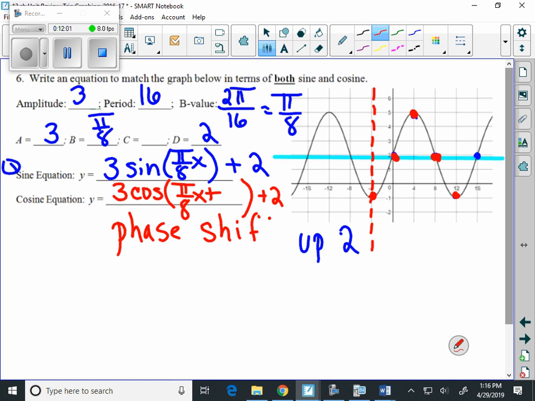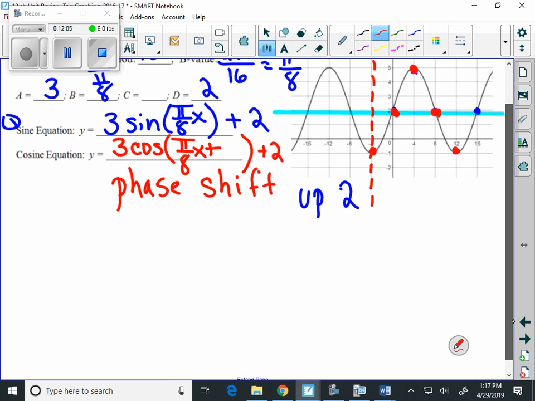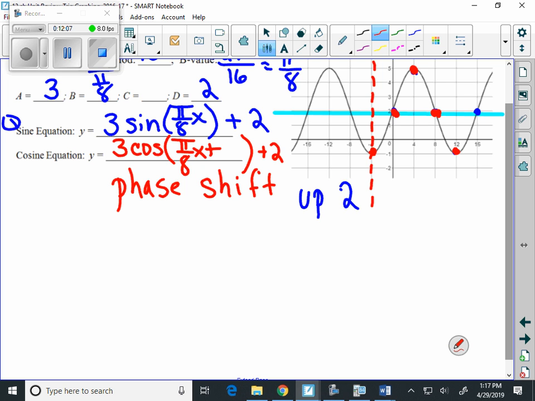So our phase shift, I moved it left 4. And the phase shift is C divided by B, which is pi over 8. And it equals our value of 4.